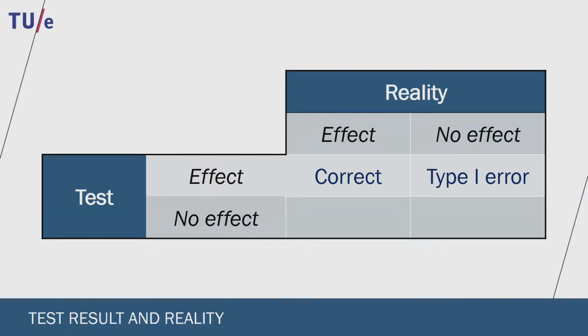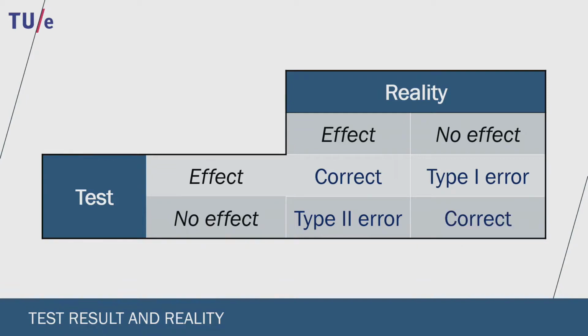We always allow for a type 1 error to happen by deciding on a so-called alpha level. The higher this alpha, the higher the probability of making a type 1 error. This alpha level is usually put at 0.05. The third option is when our test shows no effect, while in reality there is an effect. In this case, we make a so-called type 2 error. We also allow for this type 2 error to happen by deciding on the power of our test. The probability of this type 2 error to occur is 1 minus the power of our study.